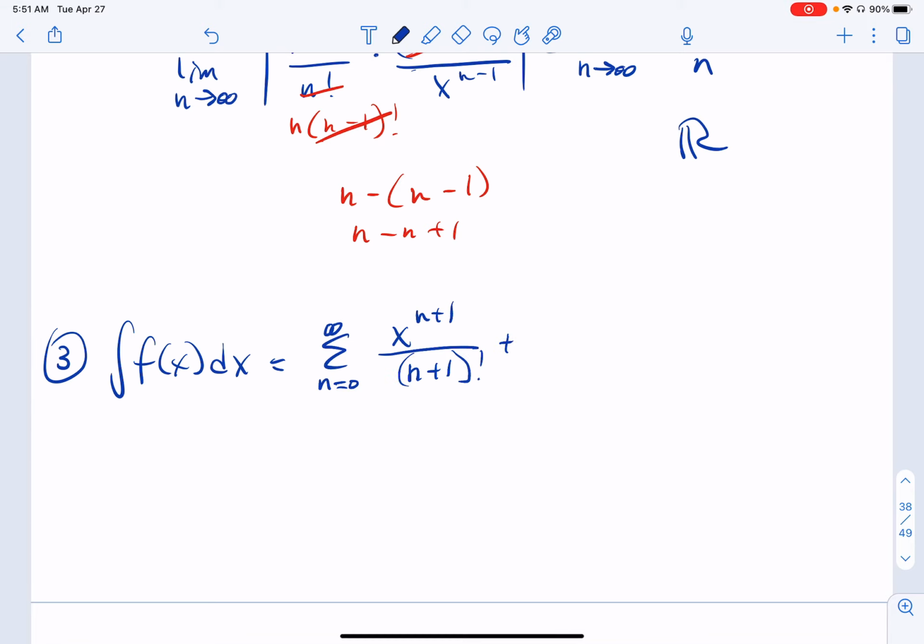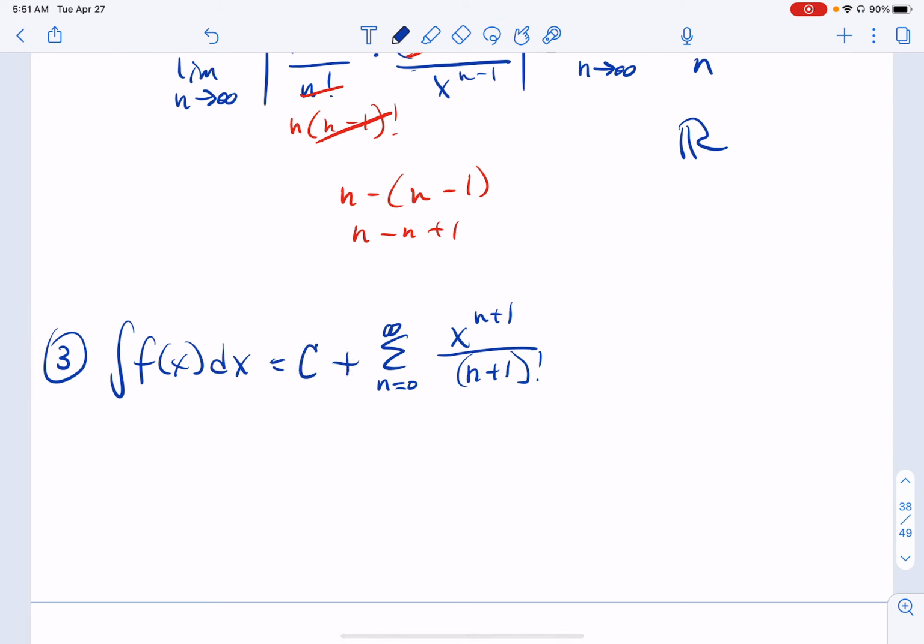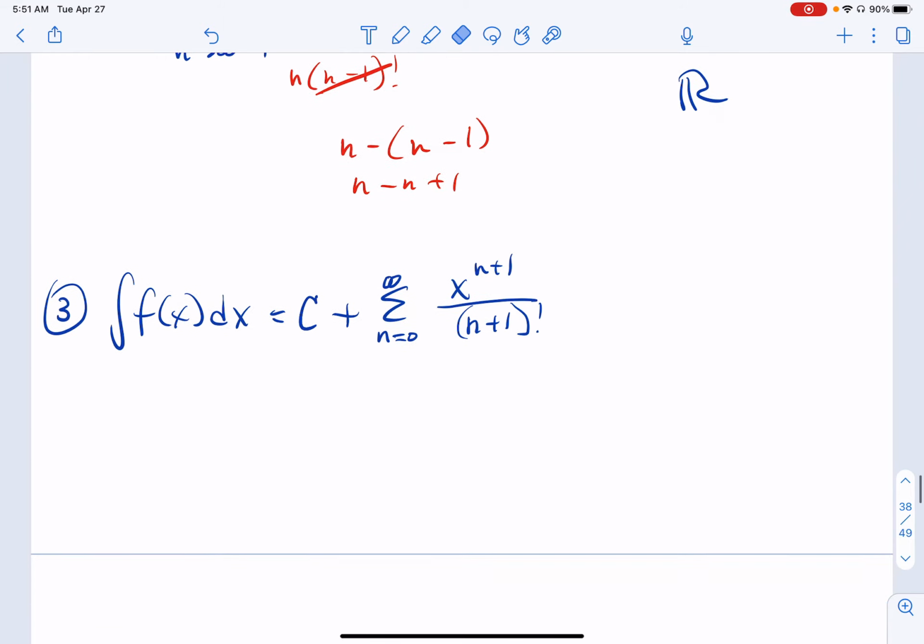And then you have your plus c, but we don't like to write the plus c right there, so let me get rid of that guy and scooch it over and put it up front, c plus. There we go. All right. So, let's find the interval and radius of convergence here.